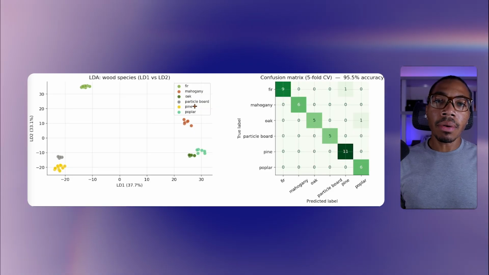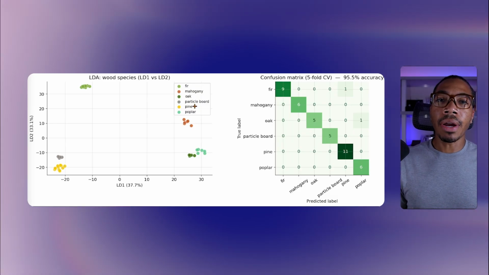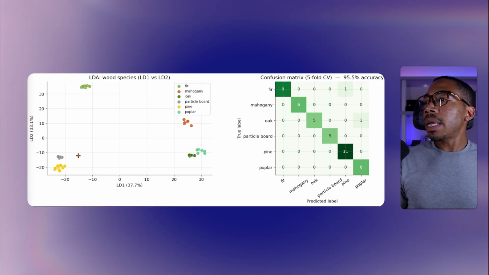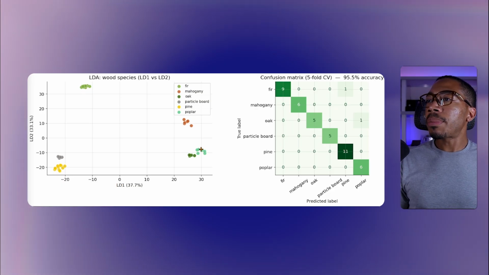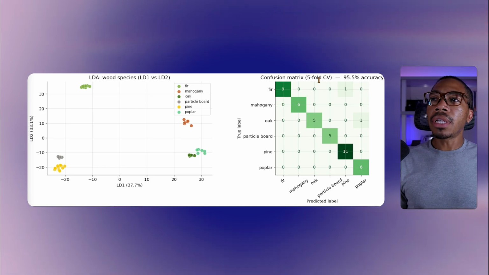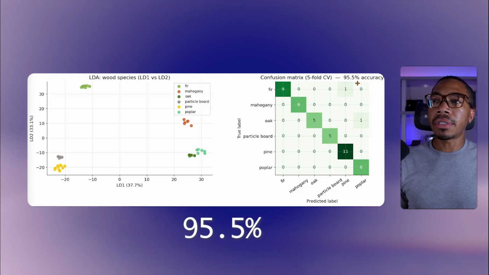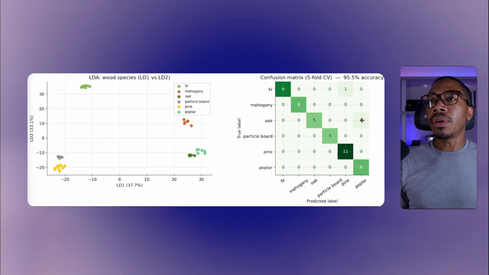And so I used a different model called linear discriminant analysis to determine how well we could classify these using our NIR data. And when we look at linear discriminant component 1 versus component 2, we see that our different samples cluster quite nicely from each other, with the poplar and oak clustering somewhat near each other. We see the particle board and the pine also clustering a little bit closer to each other. When we look at the confusion matrix, I'm using a 5-fold cross-validation, and we're getting an accuracy of 95.5%, with some of the misclassifications happening with our poplar and oak samples, as well as our fir and pine.